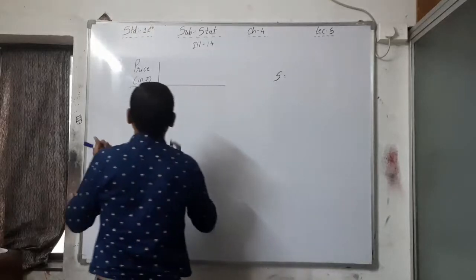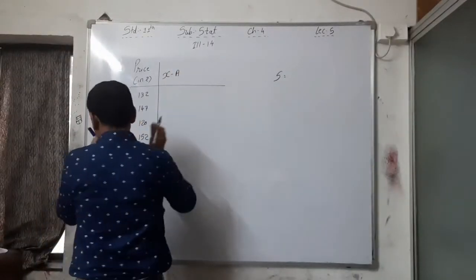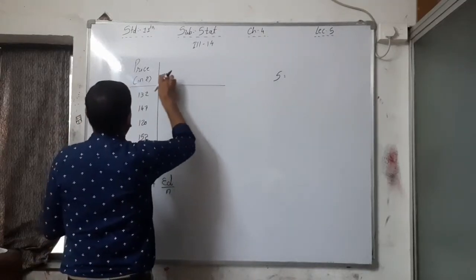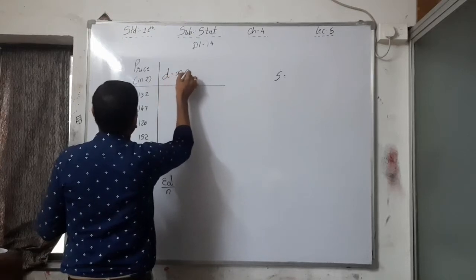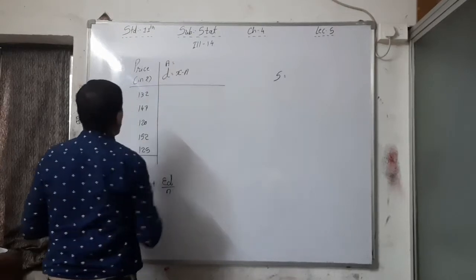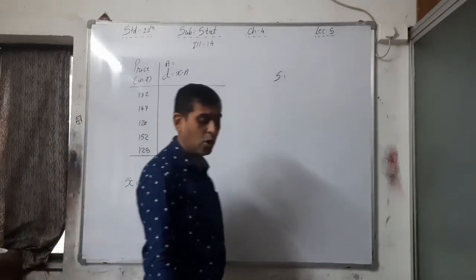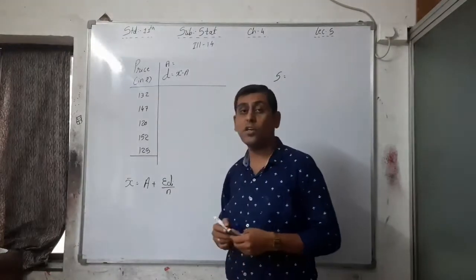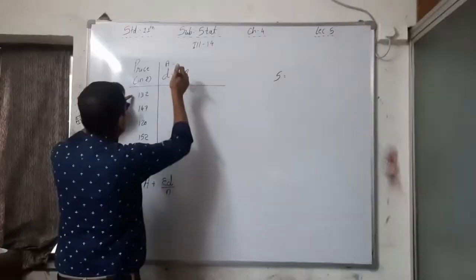Okay, so here I am doing d is equal to x minus a. First of all you write d is equal to x minus a, and what do we have to take for a? 132. See, 136 is your average, right? So here I am taking 132 as the answer. See, 132.